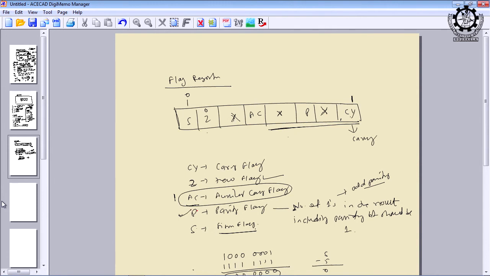There is no instruction available in 8085 by which you can access the AC or auxiliary carry flag, right. But it is there in some forms. We shall see that the auxiliary carry flag is also useful, but there is no direct instruction available by which you can access the AC. But for all these 4 flags we have the direct instructions.